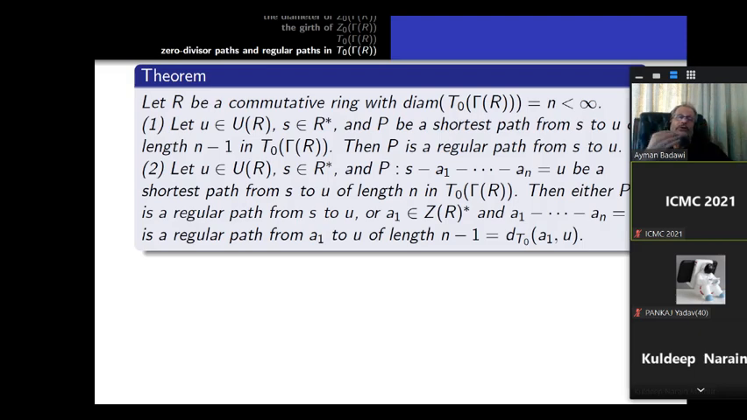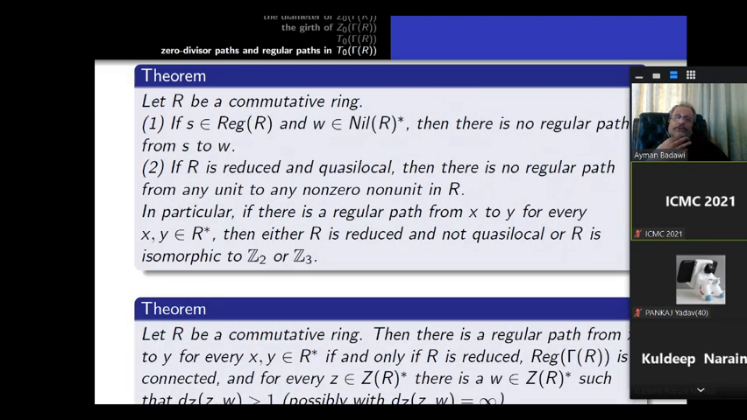What about if I want to go from A to B, and every other vertex is not a zero divisor, which we call a regular path? This here, in particular, we don't know much about it. So if somebody would like to study that, that will be interesting.